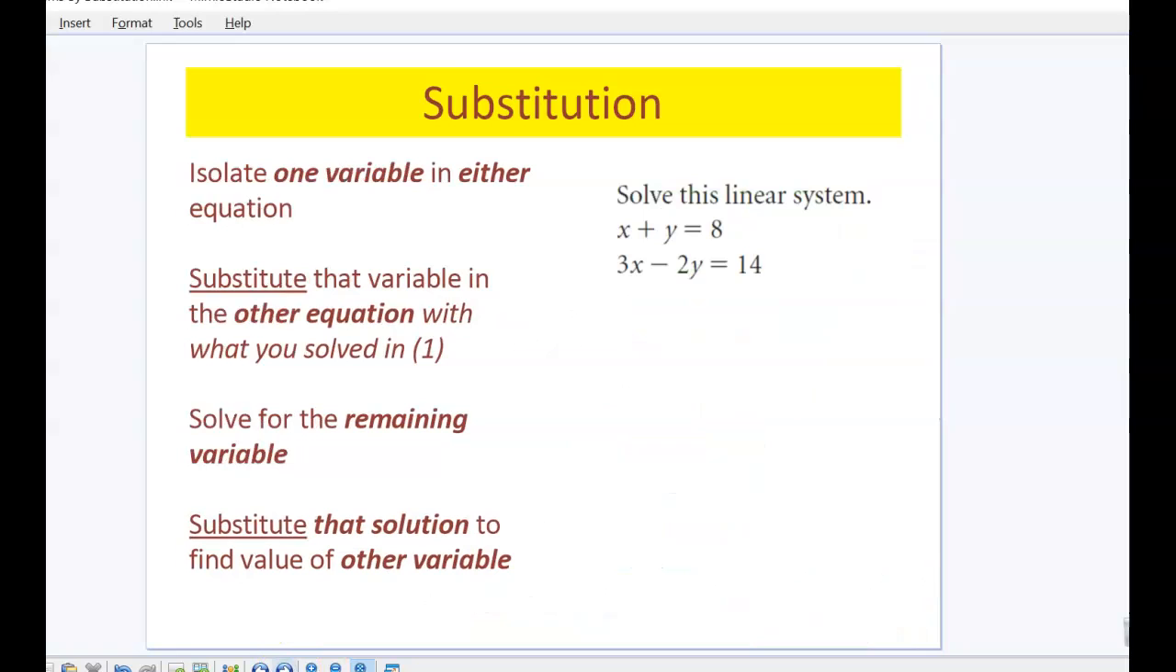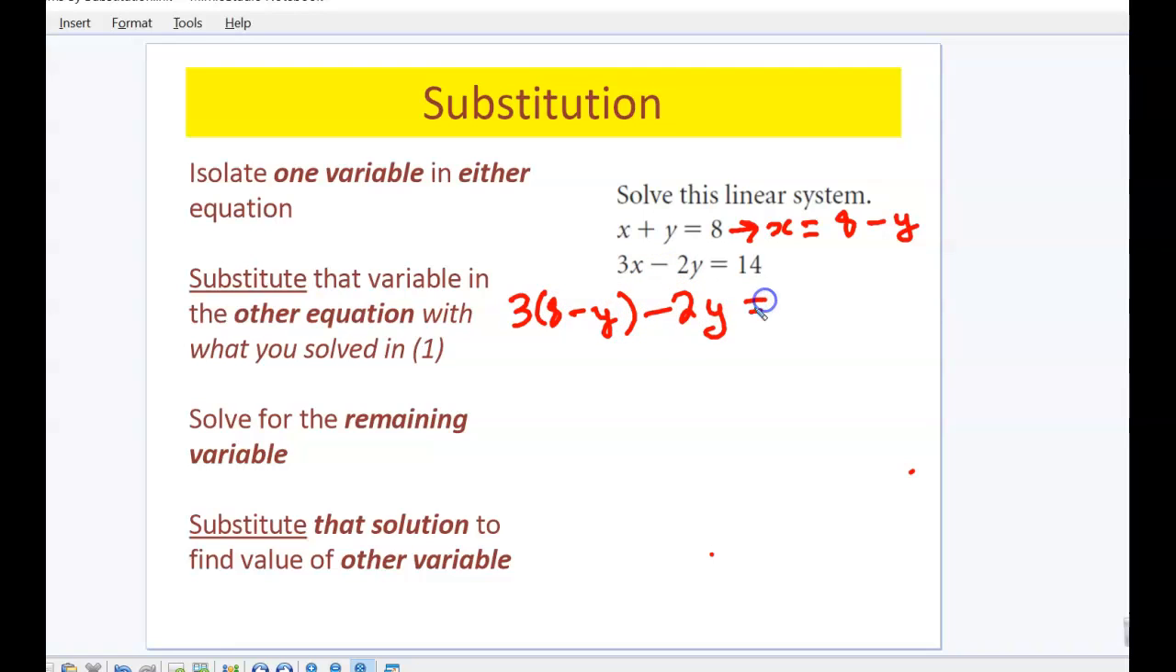Okay, here's our next example. Again, we need to isolate one of the variables first. And if you look at our first equation, we could isolate either one. So let's just isolate x by subtracting the y over to the other side. So x is going to equal 8 minus y. So therefore, I have 3 in place of x, I'm putting 8 minus y.